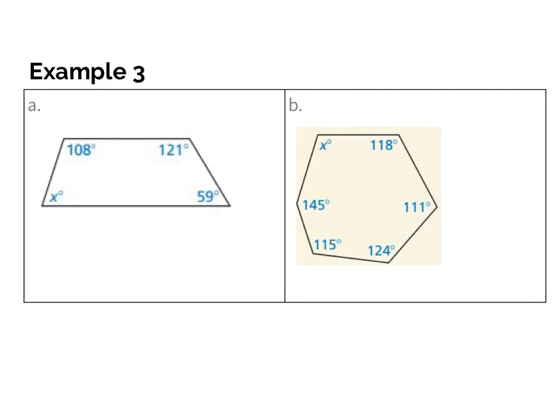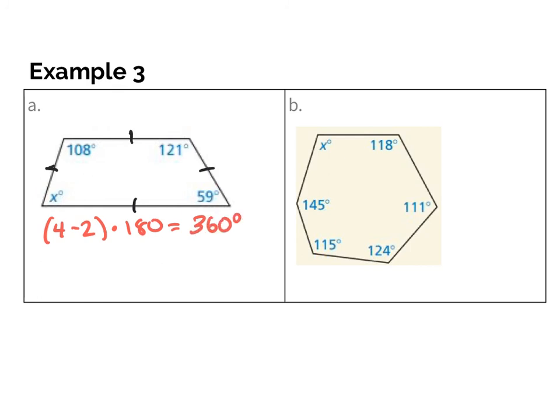So in our first one here, we have a 4-sided object. I'm going to use my interior angle sum theorem: 4 minus 2, 4 being the number of sides, times 180 is going to tell me what all the angles should add up to. And again, we did this one, a 4-sided object should add up to 360 degrees.